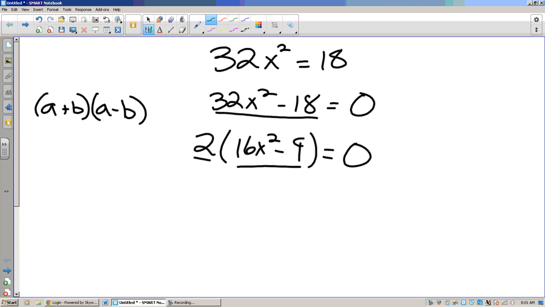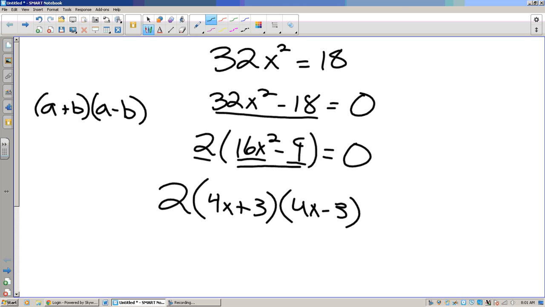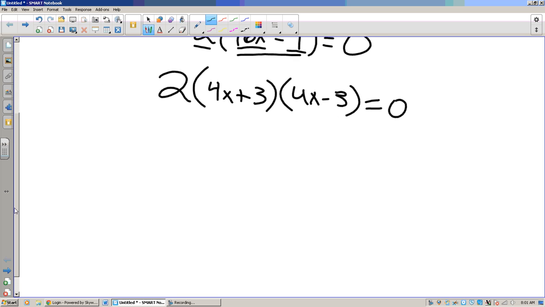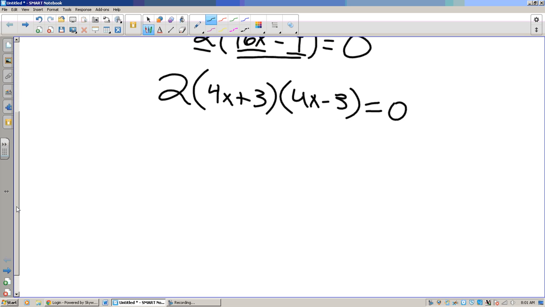Okay? Where a is the square root of your first term, and b is the square root of your second term. So here we're going to have 2 times a, the square root of a is 4x, plus b, which is the square root of 9, is 3, and then 4x minus 3. And that all equals 0. You have to remember that we're solving here, so you don't miss a point on your test. So now we just make this 4x plus 3 equal to 0, and 4x minus 3 equal to 0.